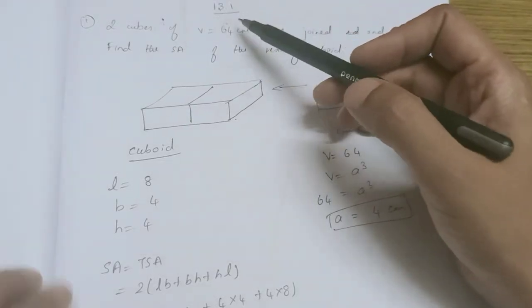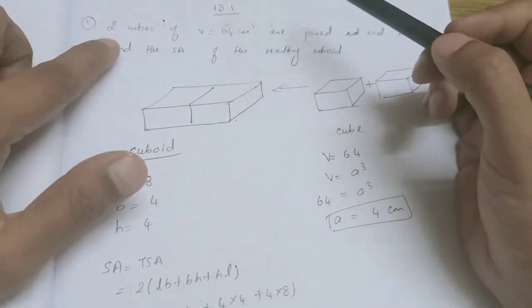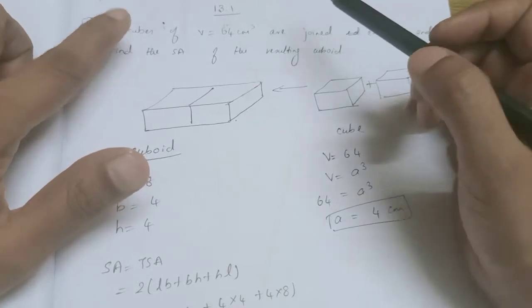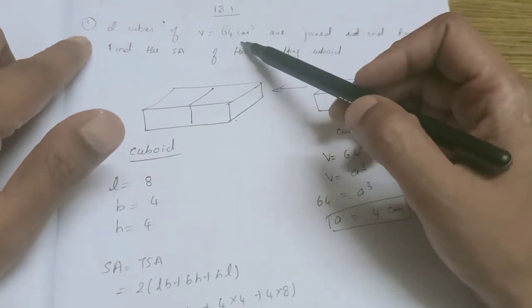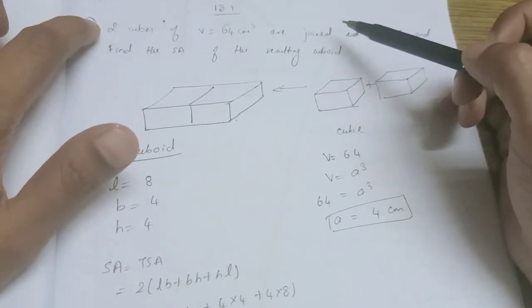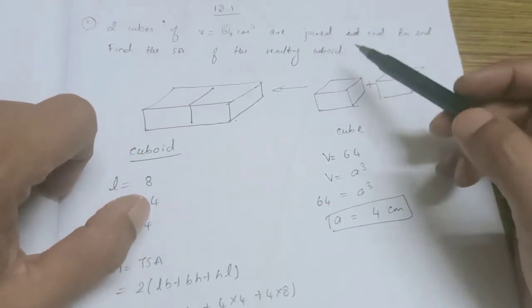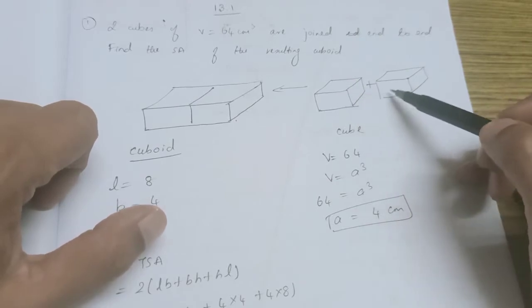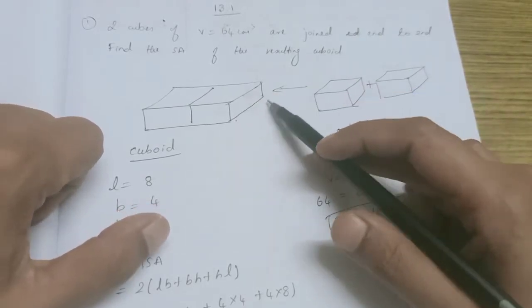Exercise 13.1, first problem. In this question it is given we have two cubes. Each cube has a volume of 64 centimeter cube. These two cubes are joined together and we are getting a cuboid. So on the right side I have the two cubes. When you join that you are getting a cuboid.